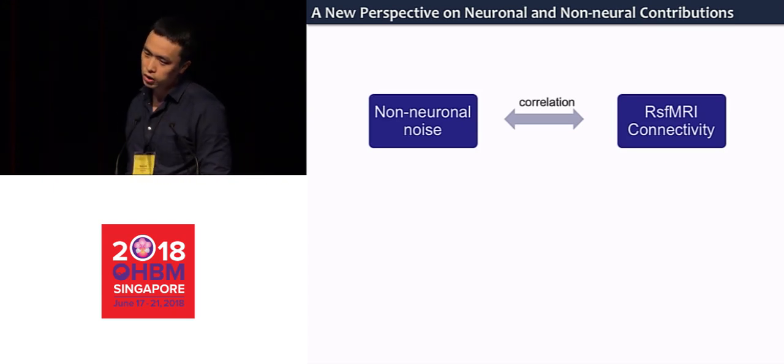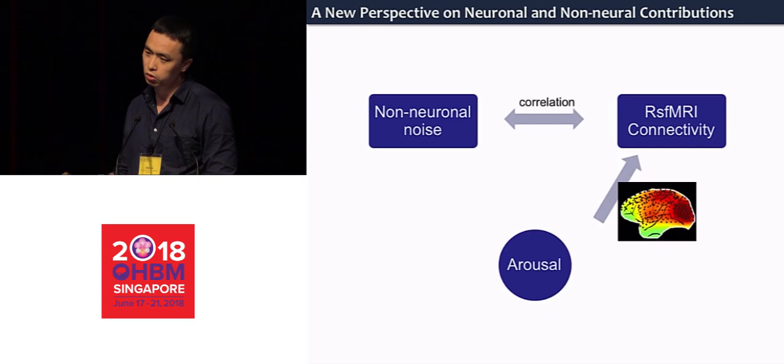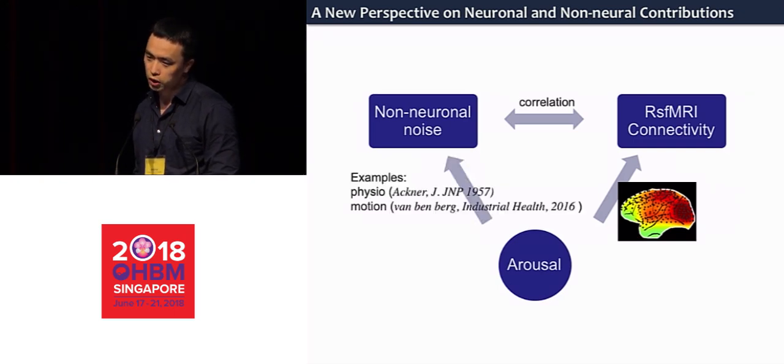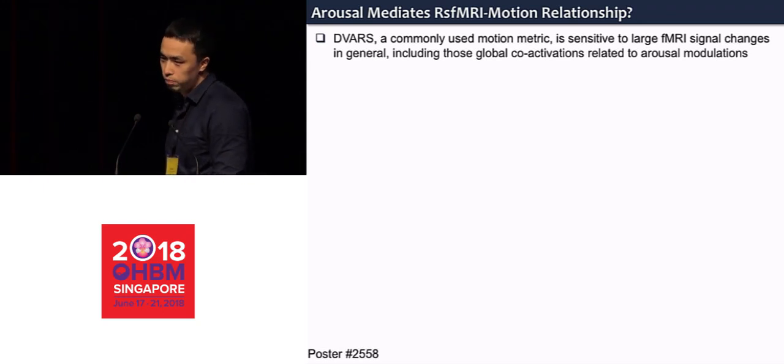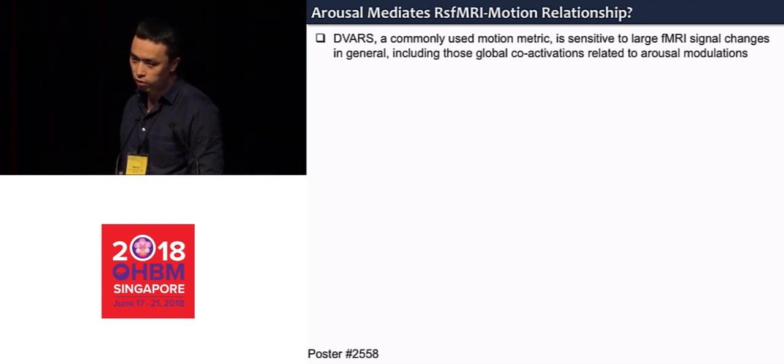Now we know that arousal can induce profound change in the resting state fMRI, including the connectivity. And people also documented that arousal can change, for example, the physio data and the head motion as well. So we're wondering whether the correlation between those non-neuronal noises and the resting state connectivity is actually spurious, caused by the arousal.